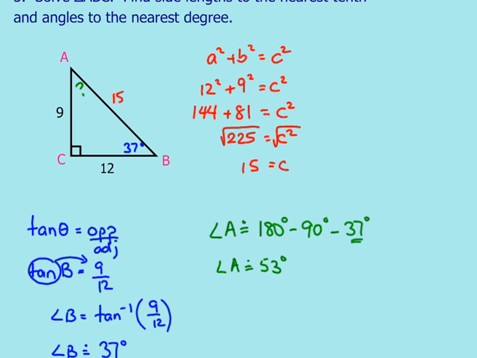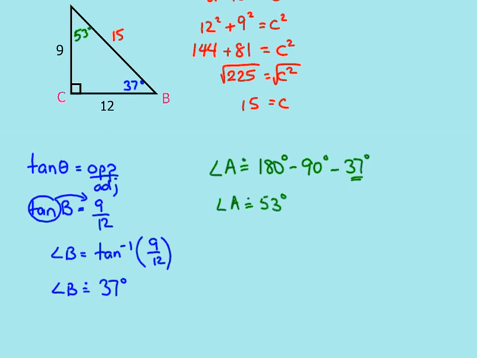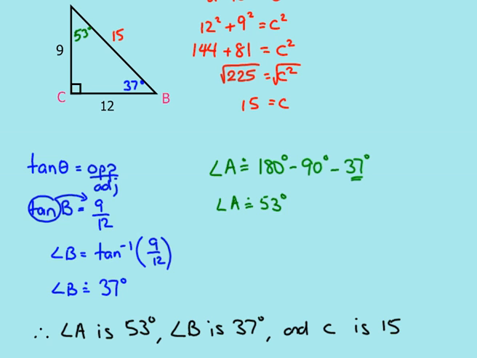53 degrees, and look at that. We found every single side, every single angle. At the very end of these kinds of questions, you want to make sure that you put a therefore statement. Therefore, angle A is 53 degrees, angle B is 37 degrees, and little c is 15. So that's how you're going to solve a triangle.